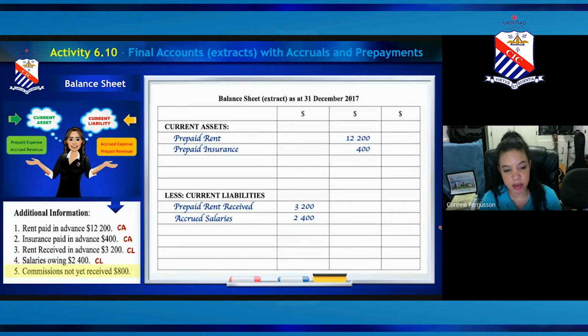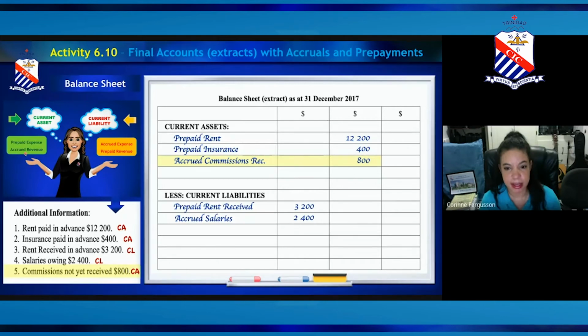Commissions not yet received. When you say not yet received, of course, we said that is an accrual. The fact that it's received means it's revenue. Once you're receiving something, it's revenue. When you're paying something, it's an expense, right? Remember, you're always looking at it from the business point of view. So the fact that they said had not received as yet means that it's commissions received or revenue. So this is an accrued revenue. And what is an accrued revenue? It's a current asset. So you will go under current assets, put accrued commissions received, 800.